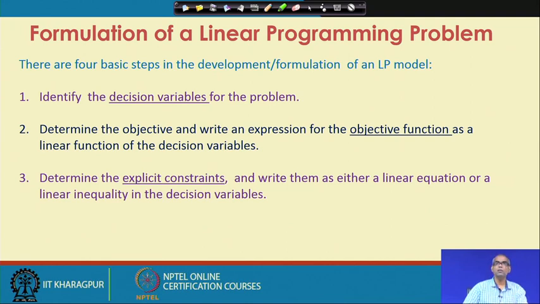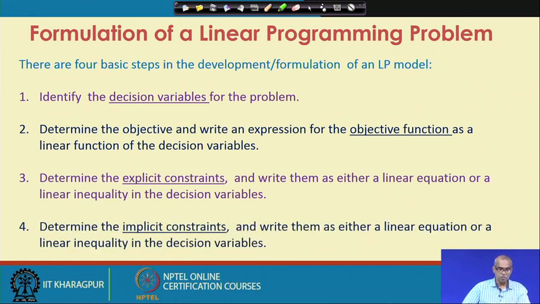For example, non-negativity constants. So, in the third step, we determine the explicit constants and write them as either a linear equation or linear inequality in the decision variables. Next, we determine the implicit constants and write them as either a linear equation or linear inequality in the decision variables.